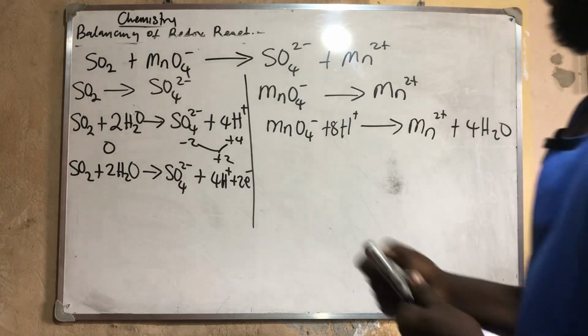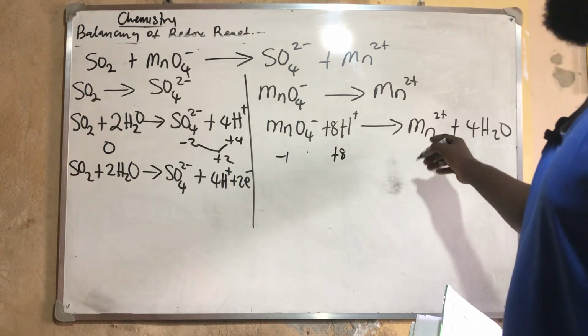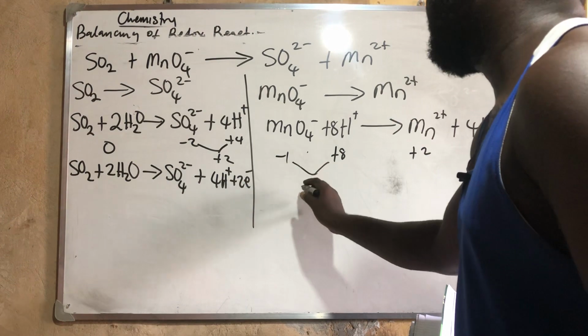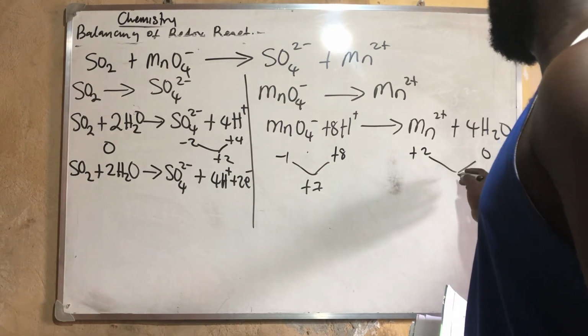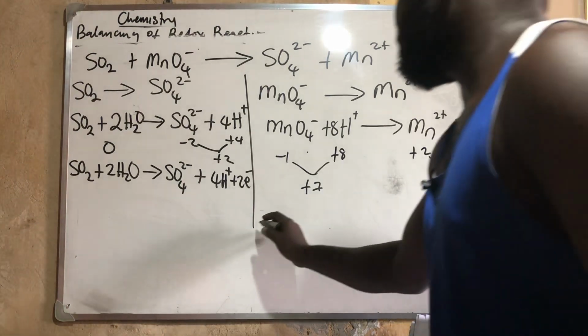So let us check the charge. The charge here is minus 1, while the charge here is plus 8. The charge here is plus 2, while the charge here is 0. So this and this is giving me plus 7, while this and this is giving me plus 2. So this is bigger than this by 5. So I will say that what?